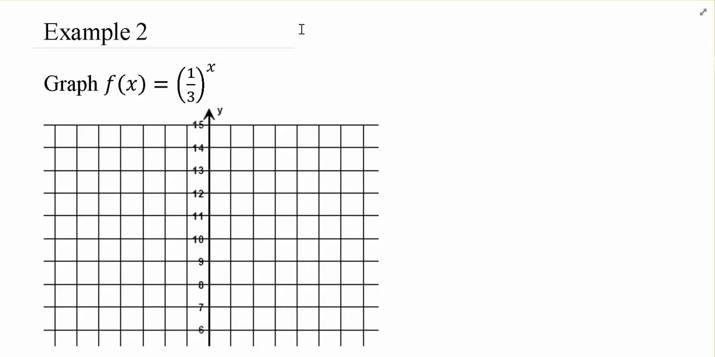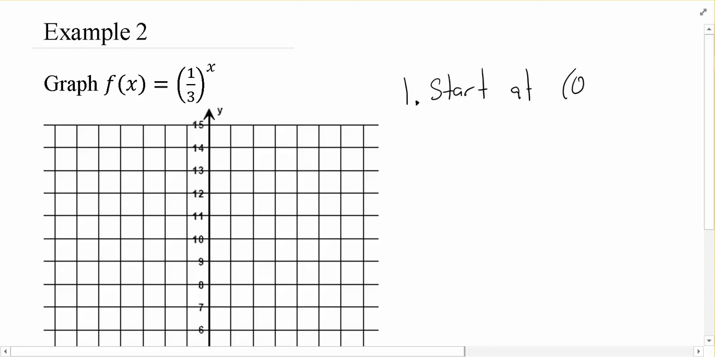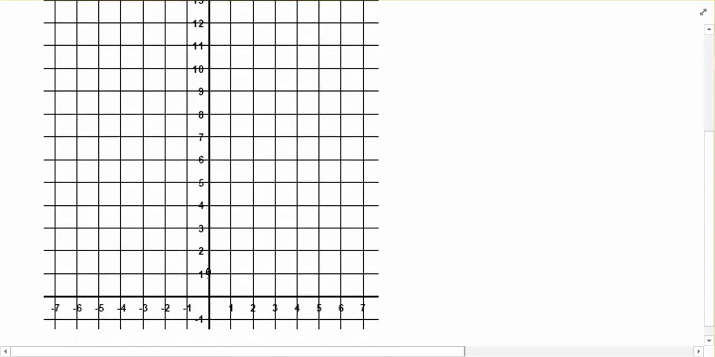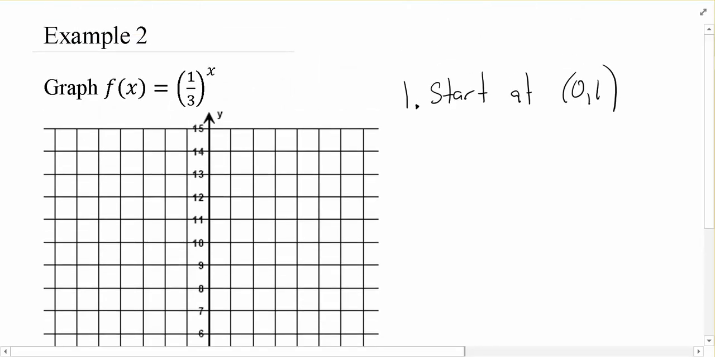Now in this example, we're going to walk through it a little bit faster than we walked through the previous example of graphing an exponential function, because hopefully we're starting to get the idea of how these things work. So what I want to do first is remember the fact that we can always start at the ordered pair (0, 1), because anything to the 0 power is 1, even though we have a fraction base here. So I'm going to put an ordered pair at (0, 1). We at least know one ordered pair.